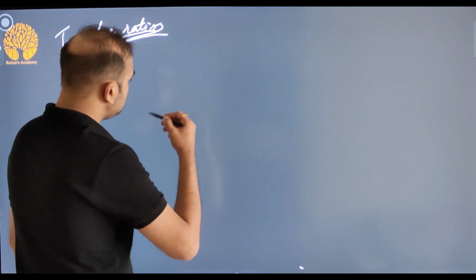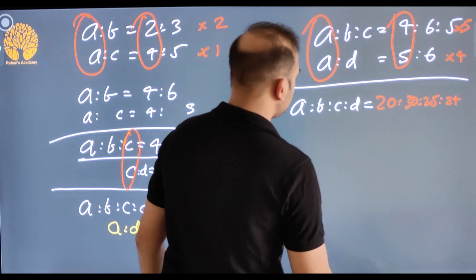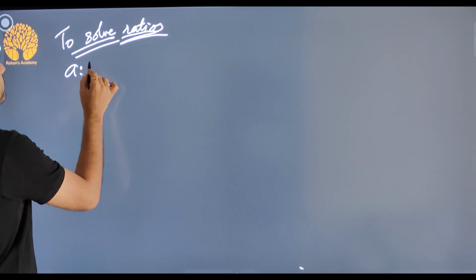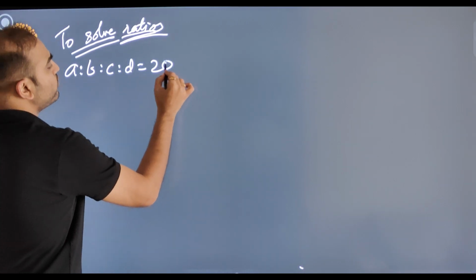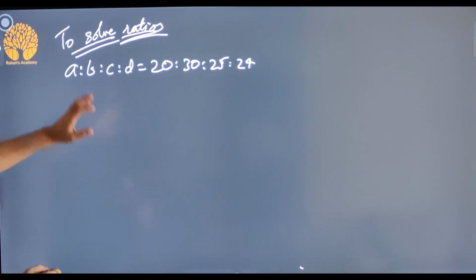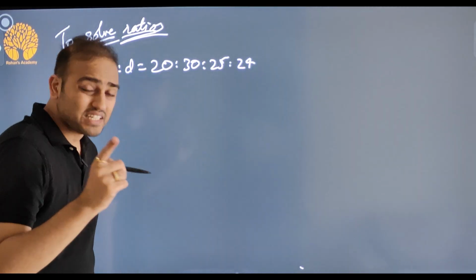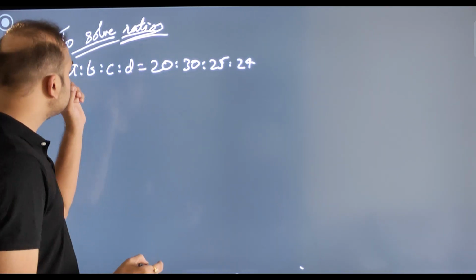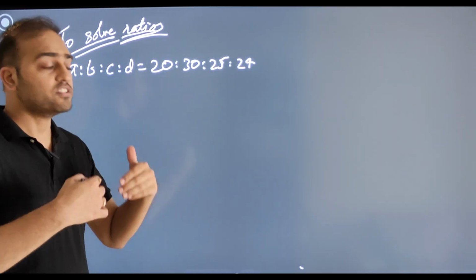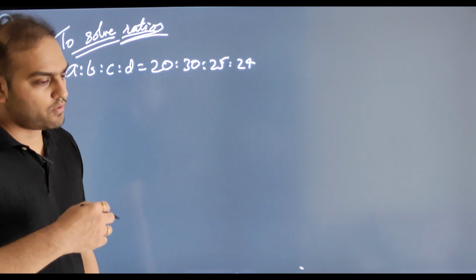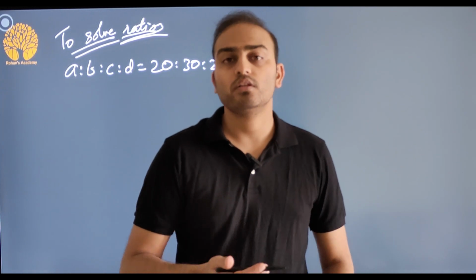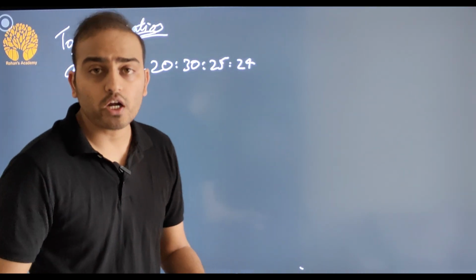Let's take a step back. Say we know that A is to B is to C is to D is 20, 30, 25, 24. Again, as I told you, this does not mean that A is 20. Similarly, this does not mean B is 30, C is 25 or D is 24. It does not necessarily mean that. And one more thing that we learned just now was that if you multiply a ratio by a common number, the ratios do not change.